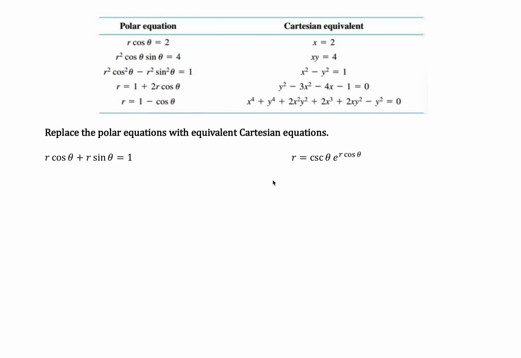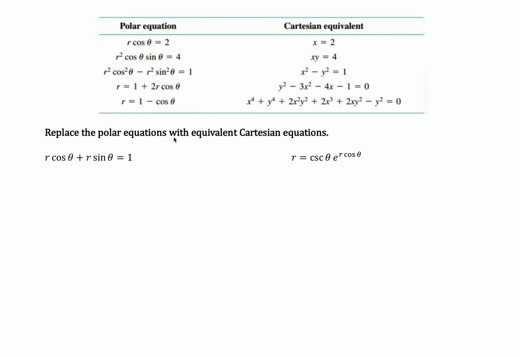To finish this section, we are going to change some polar equations into their equivalent Cartesian equations, and then we're going to go the other way. We're going to start with some Cartesian equations and turn them into polar equations. So we're going to use the same bits of information that we used when we were converting the points back and forth.